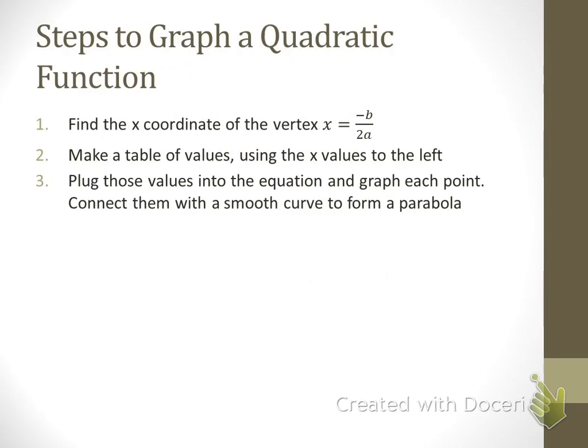So, find the x-coordinate of the vertex. Then you want to find the y. So basically, you want to find the entire vertex. Then, make a table of values using the x values to the left. And I forgot to put something on here, and it's supposed to be and right. Then, plug those values into the equation and graph each point. Connect them with a smooth curve to form the parabola. All right, I'll give you a second to write this down.